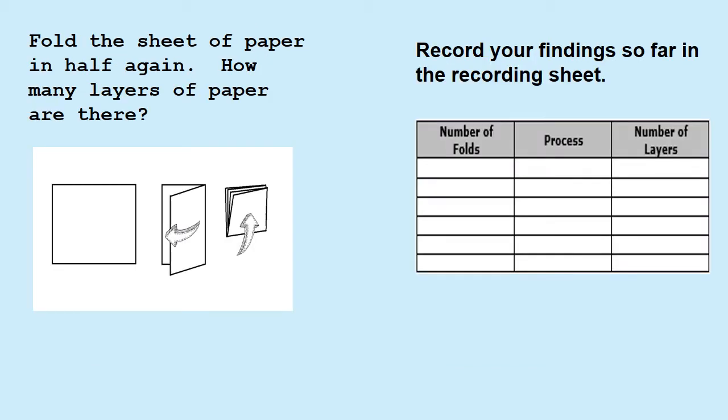All right. If I fold it in half again, now I've got 1, 2. So I started with 1, now I have 2, and now I've got, well, I'm sorry, that's not 3. What am I doing? 4 layers, okay? So record what you've seen so far. When I had no folds, I had 1 layer. When I had 1 fold, there were 2 layers. When I had 2 folds, there were 4 layers.